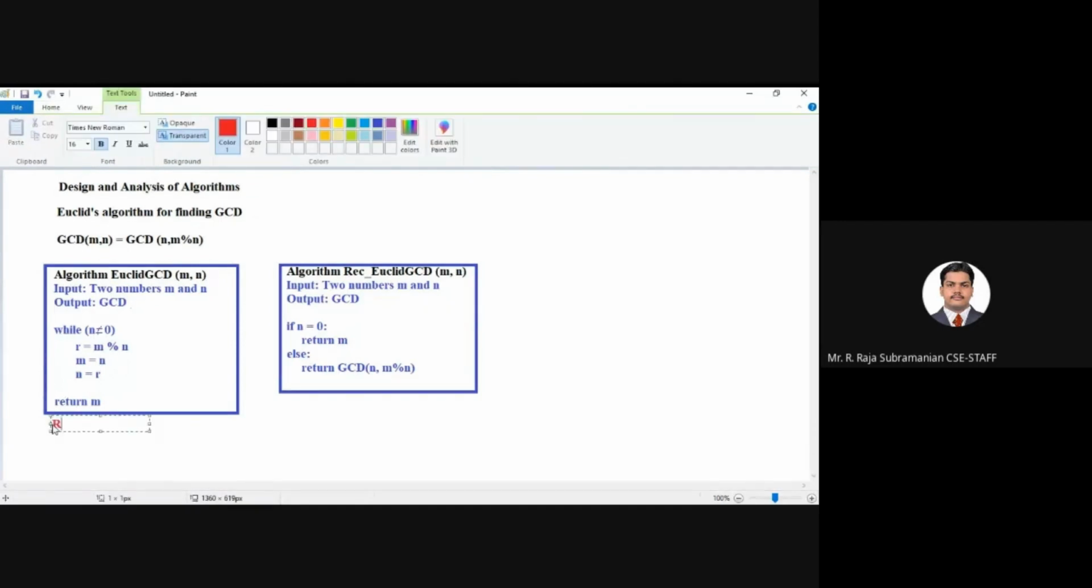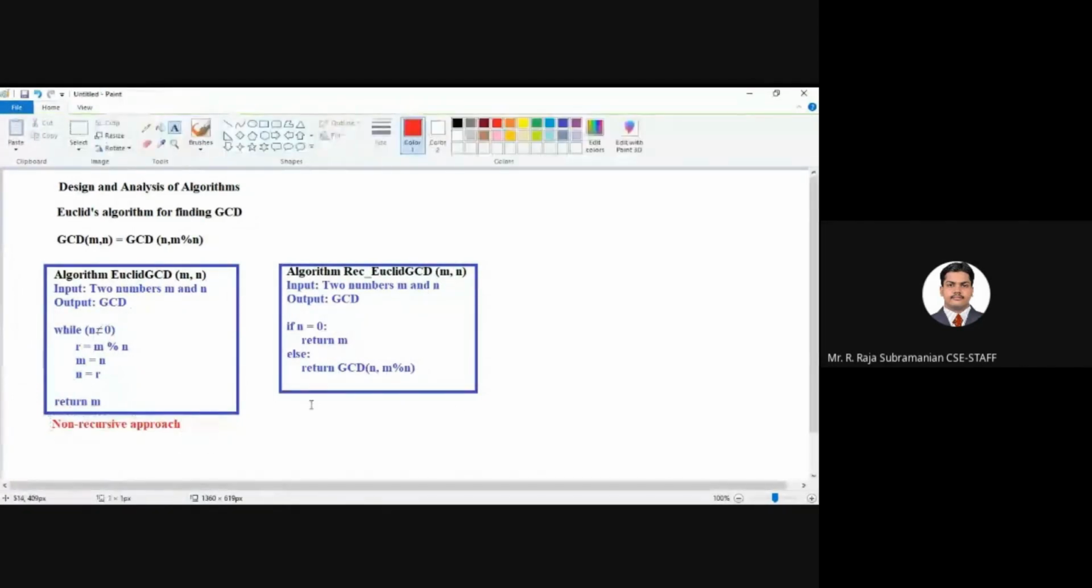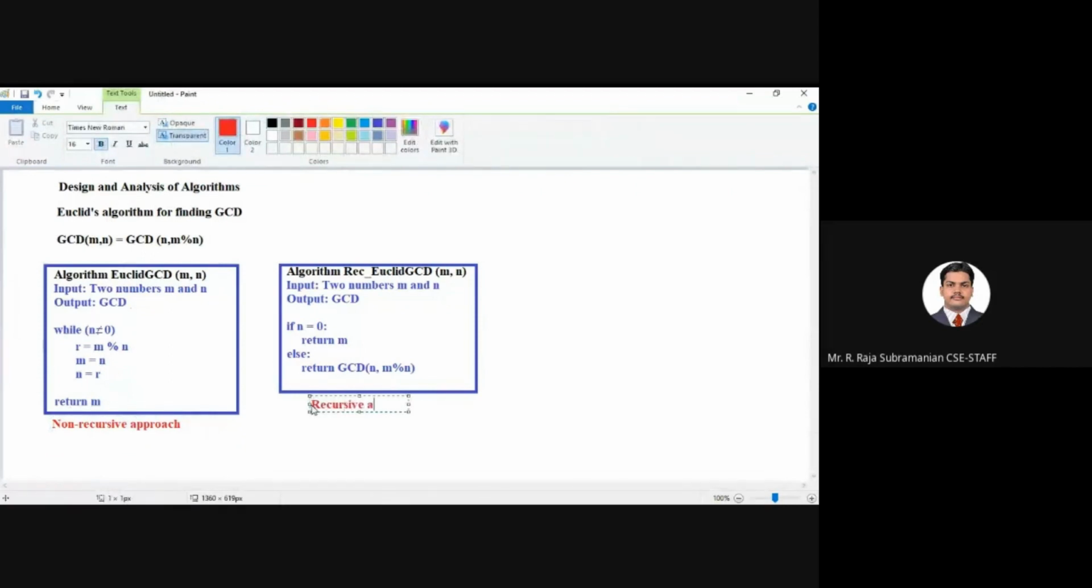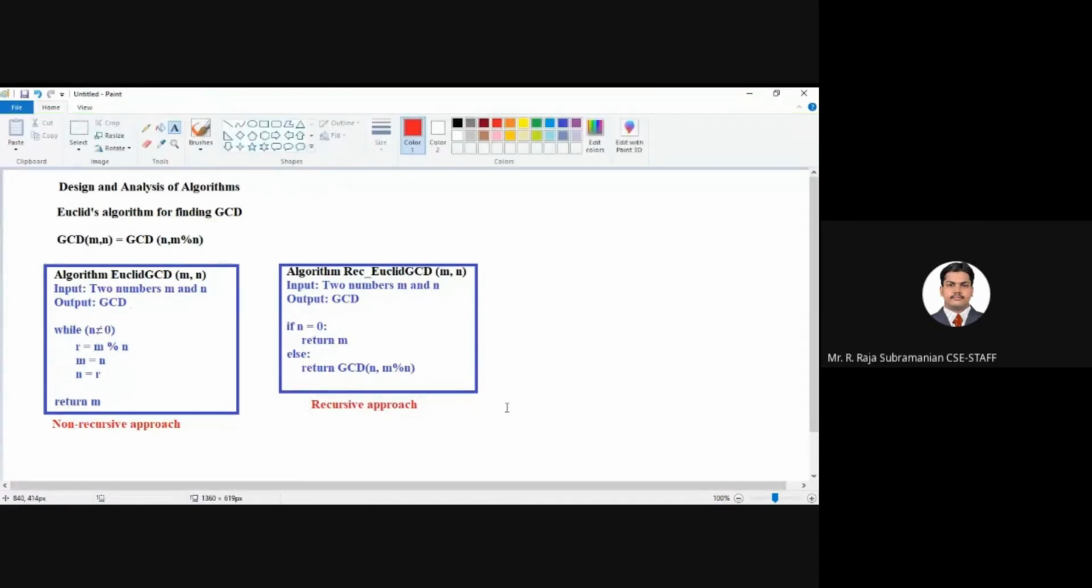And the next thing we are going to prove is that for each problem there can be any number of algorithms to solve it, right? So the problem is GCD, and one of the algorithms is Euclid. Now we have some other algorithms also that we are going to use. So this is the non-recursive approach. This is recursive, right? So far so good.